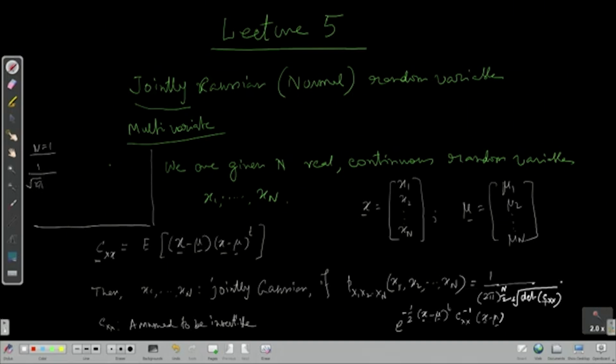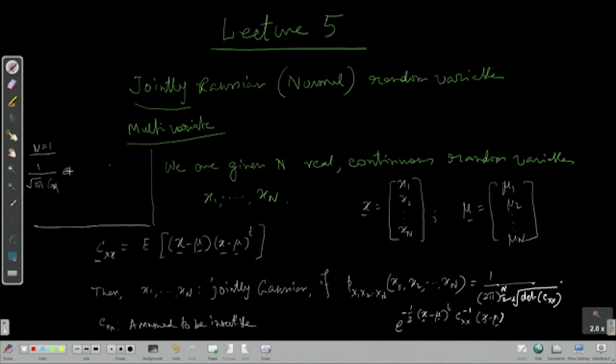Then Cxx. x has only one element, x1, and the mean is mu1, a whole vector. So Cxx means what? It was a column vector earlier times a row vector, but now the column has only one element, x1 minus mu1, and the corresponding row also has only one element, x1 minus mu1. So it is nothing but the expected value of x1 minus mu1 whole square, and that is called the variance, sigma x square, sigma x1 square. Now the square root will be just sigma x1. Okay, x1 is a variable, sigma x1.